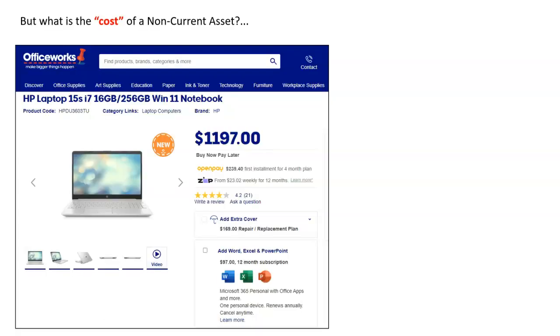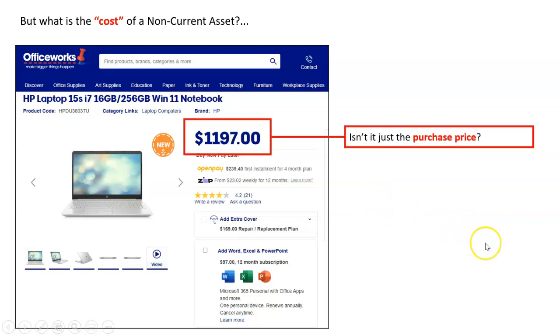So what's the cost of a non-current asset? Let's take this laptop from Officeworks. At the moment, you can see the price is $1,197. That'll have GST in it, but for the sake of this, let's say it doesn't have GST. And obviously, that's the purchase price. So you go, well, that's the cost, $1,197.